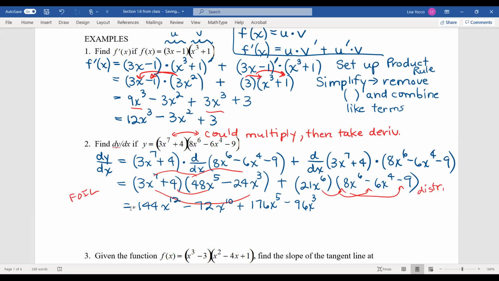Now on the right side, 21 times 8, that's 168. x to the 6 times x to the 6 is x to the 12. 21 times 6, that's 126, minus 126. I'm sorry, x to the 6 times x to the 4 is x to the 10. And then 21 times 9 is 108, and then x to the 6. All right.